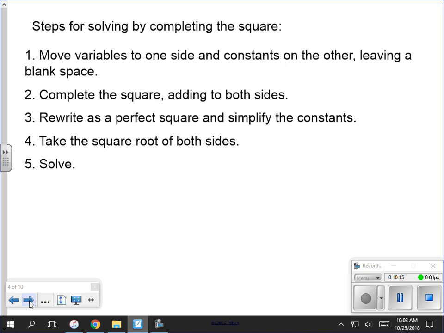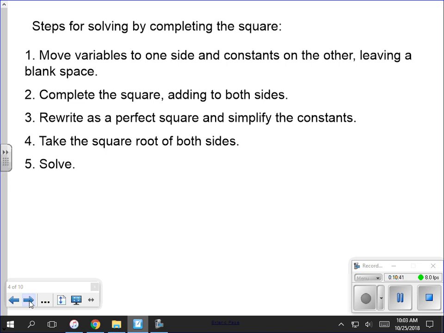It's the same procedure all the time for a couple of reasons. One, you'll never have anything in front of the x squared, so you don't have to worry about dealing with that. And two, it's the same steps every time. Just the numbers are changed to protect the answer, so to speak.